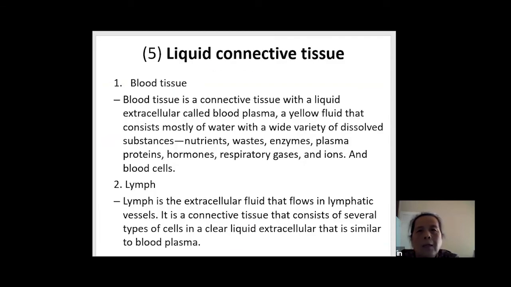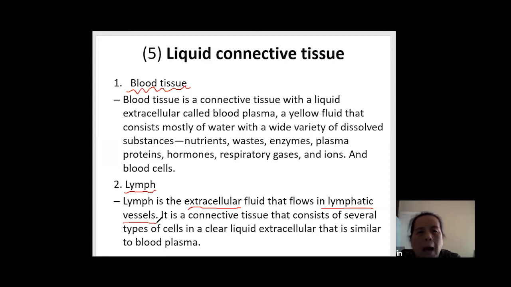Then we're talking about liquid connective tissue. Liquid connective tissue only includes two parts, blood and lymph. Blood circulates in the artery and the vein and heart. Lymph comes from extracellular fluid and goes through the lymph system, lymph vessels, and finally connects with the vein and returns back to the heart, and then circulates all over again. So these two systems are connected to each other.